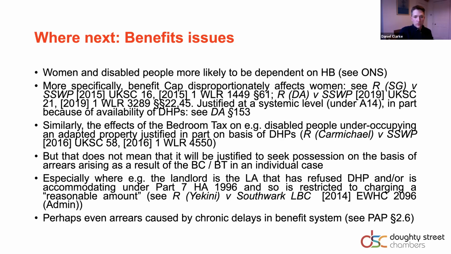I focused there particularly on the benefit cap and the bedroom tax, these specific measures that have effects. But given the general statistics about who's more likely to be dependent on benefits, there may even be an argument where you have arrears that are solely caused by chronic delays in the benefit system. Then, of course, women and disabled people are more likely to be affected by those chronic delays in the system. And so particularly combined with the pre-action protocol, which says that where benefits issues are resolvable and will clear the arrears, then landlords should refrain from possession, then you might have a strong argument to say, well, look, this is discriminatory and it is not justified, given that this is effectively somebody who's just being affected by the delays in the benefit system.